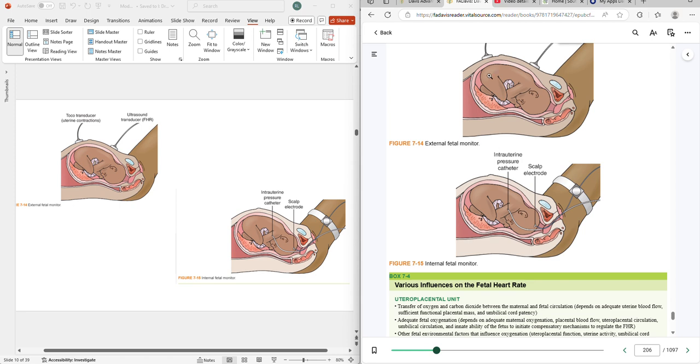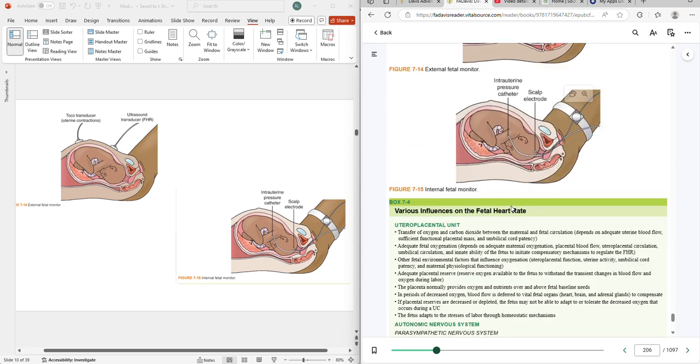So if we can't pick up the heart rate well, we use the scalp electrode. If we can't pick up the contractions well, we use an IUPC. So these are reasons, like we're having a hard time tracking the fetal heart rates externally, or having a hard time tracking the contraction pattern. So that's when we do this. There's more reasons that we use the IUPC we'll talk about in a little bit.